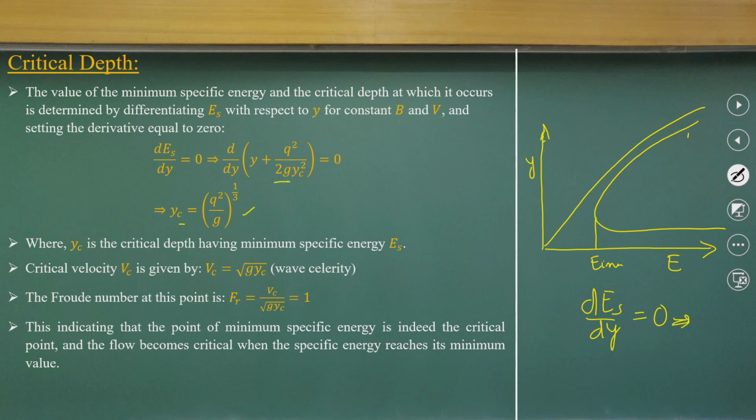So, if I differentiate it and make this derivative equal to 0, I will get the same things again with a critical velocity, and it will be satisfied with the flow Froude number equal to 1. The point of minimum specific energy is indeed the critical point where the flow becomes critical, and the specific energy reaches its minimum value.